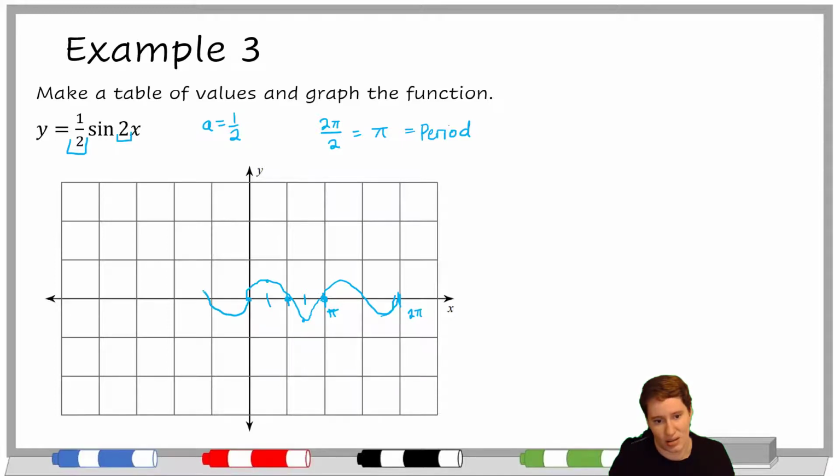You don't have to make this many sine curves. I just like drawing them, even though this is going pretty poorly on the computer. It's fine. But that's kind of what it looks like.